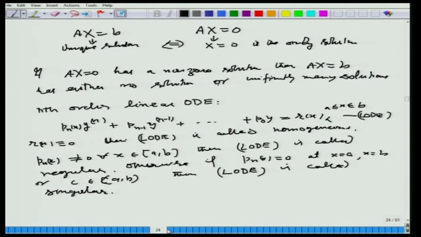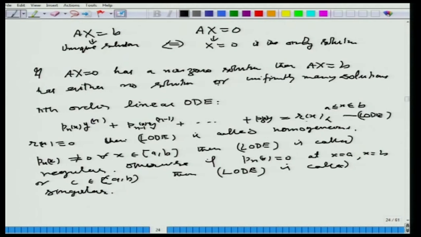Then, in the last part of the lecture, we stopped at the consideration of nth order ordinary differential equations, which were taken in this form: p_n(x) y nth derivative plus p_(n-1)(x) and so on. All these p's are continuous functions of x, and they are the coefficients of the various derivatives, like p_n is the coefficient of the highest order derivative. The highest order derivative here is n, which is why this is an nth order ordinary differential equation. It is linear in all these derivatives.